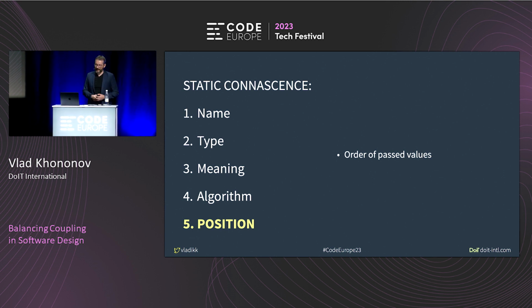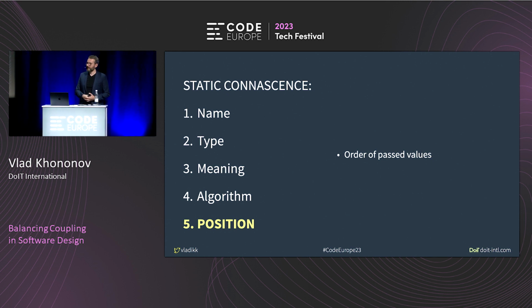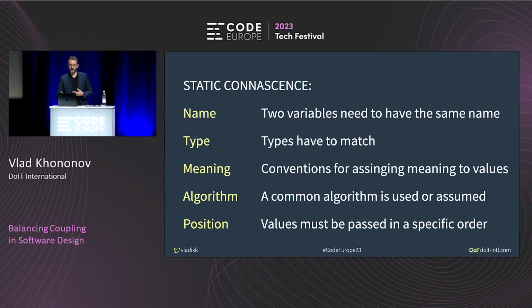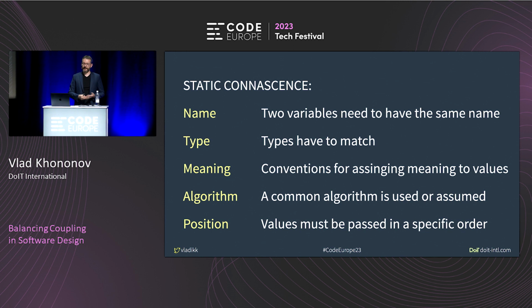One example that I can think of is a send email method. It receives 4 arguments, all 4 of type string: from, to, subject, and body. Now, the place you put a variable in the argument list defines how it's going to be treated by that send email method. If you make a mistake there, and it's easy to make a mistake because the types are the same, you are getting connascence of position. So these were 5 levels of static connascence.